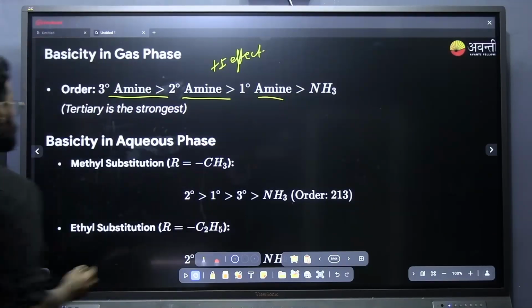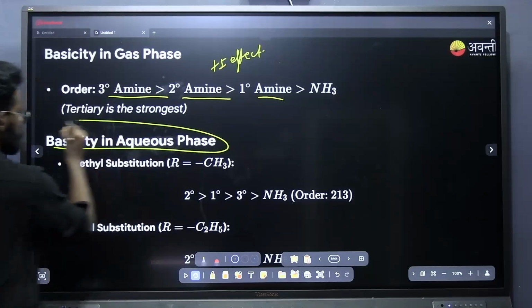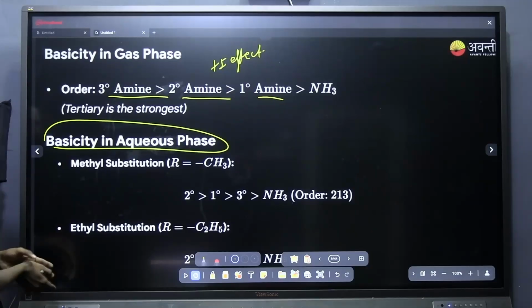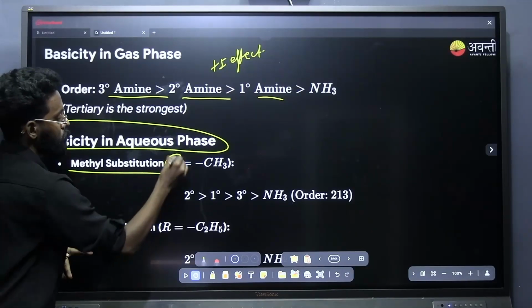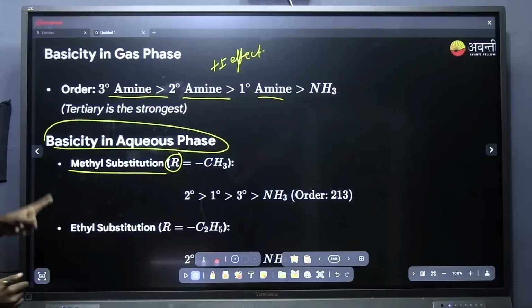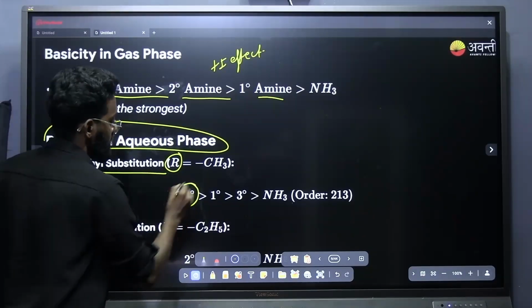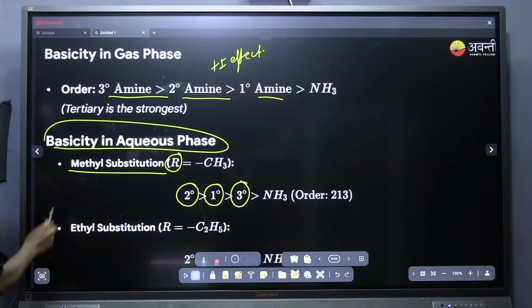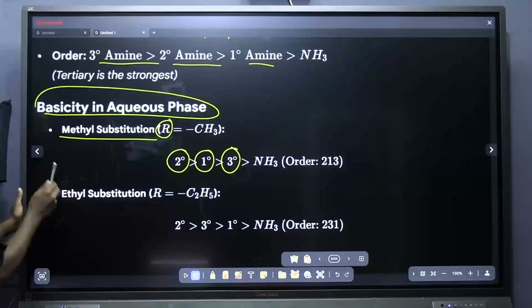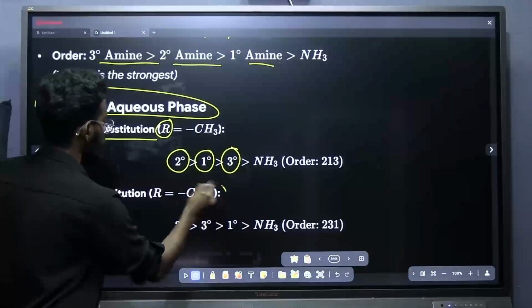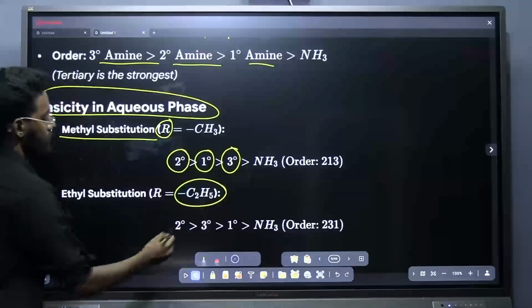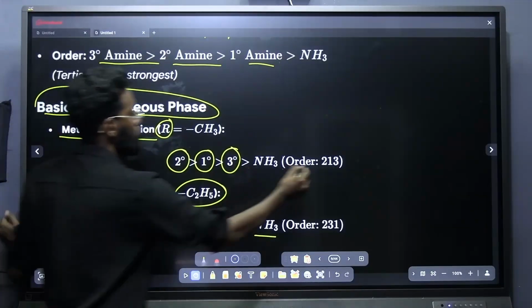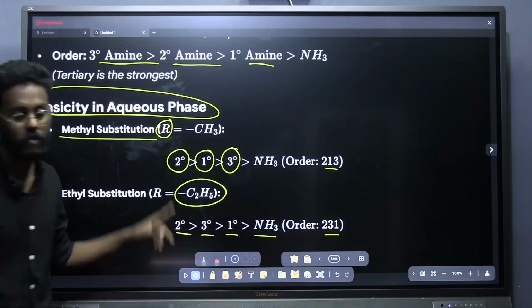then ammonia. Okay, now when it's coming to the aqueous phase, the point you have to note down is there will be 2 cases occurring. If the R group is a methyl, the order of basicity is secondary greater than primary greater than tertiary. And if the R group is ethyl, then secondary greater than tertiary greater than primary, then ammonia. This is the order. Remember the numbers 213 and 231. This is very important.